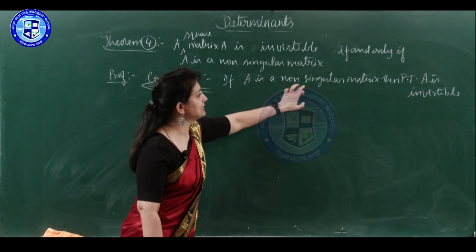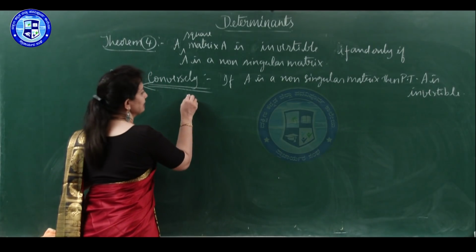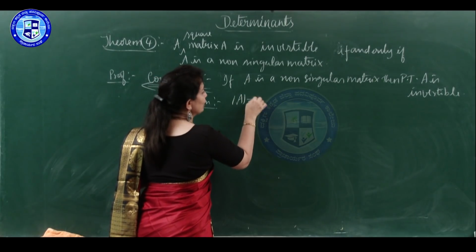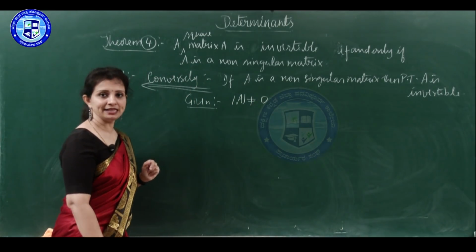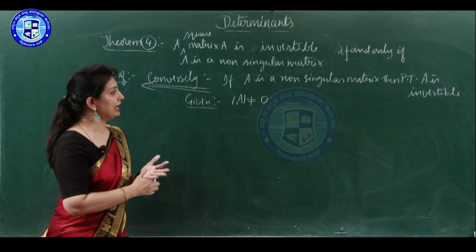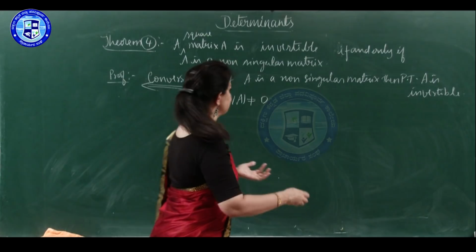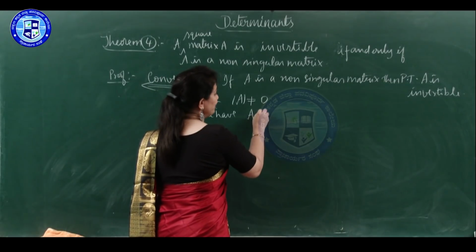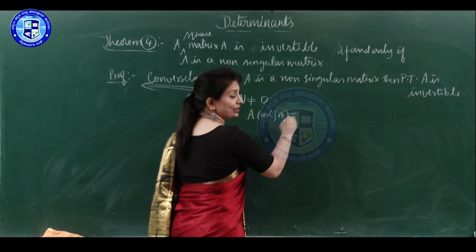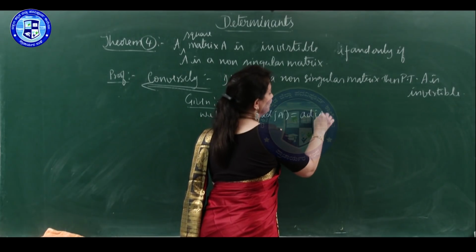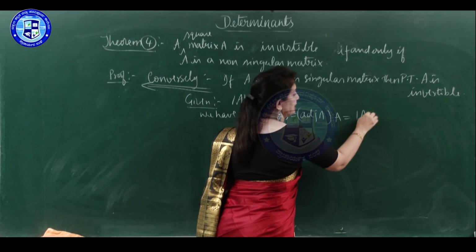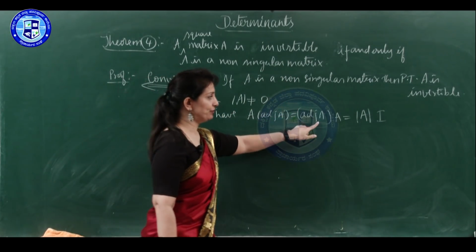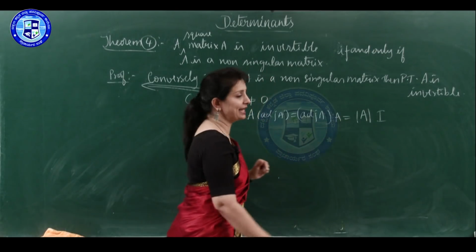So, what is given here? A is a non-singular matrix. What do you mean by that? Given A is non-singular means determinant A is not equal to 0. And we have the first theorem, which states A into adjoint A is equal to adjoint A into A is equal to determinant A into I.